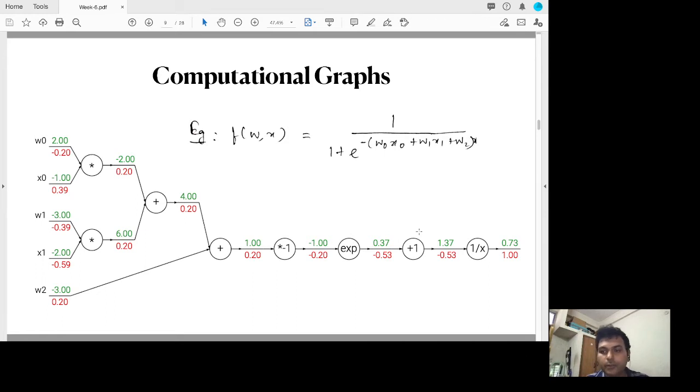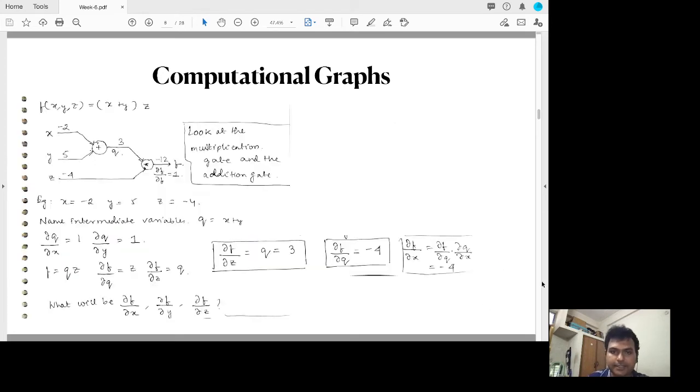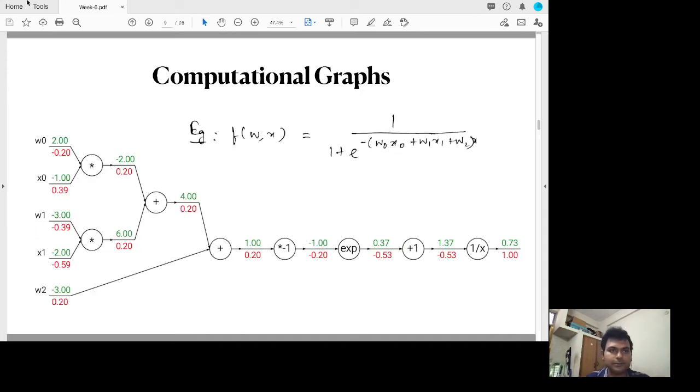Okay. Now you need to find out the derivative of this particular function. Again, you are doing the same thing as the previous example. In the previous example you were trying to find the derivative of f with respect to x, y and z. Here also you will try to find the derivative of this particular function, f, which has a value of 0.73 for these inputs and initializations, with respect to all of them, w0, x0, w1, x1 and w2.